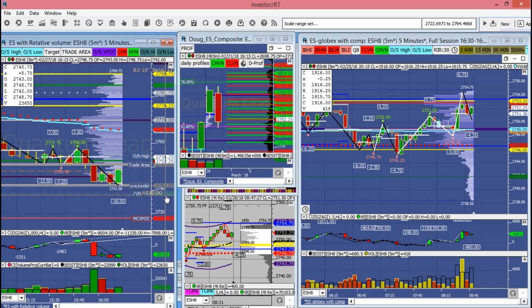Nobody can tell you what the markets can do. We can only have a plan in place and then hope to execute on that plan that best suits what the market action is.